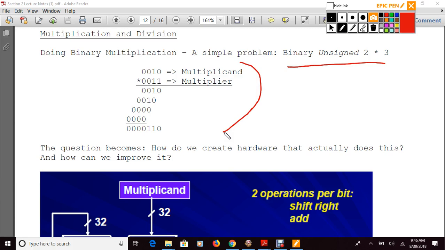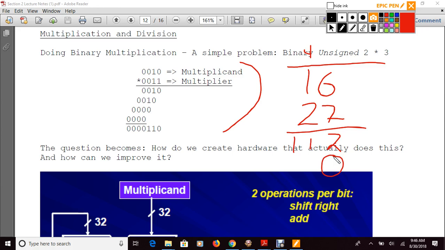It's kind of like how you're doing addition, how you did multiplication back in school, right? So you have 16 times 27. 7 times 6 is 42. You carry the 4. 7 times 1 is 7, plus 4 is 11, right?